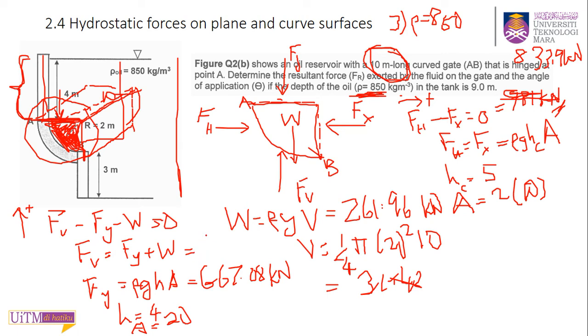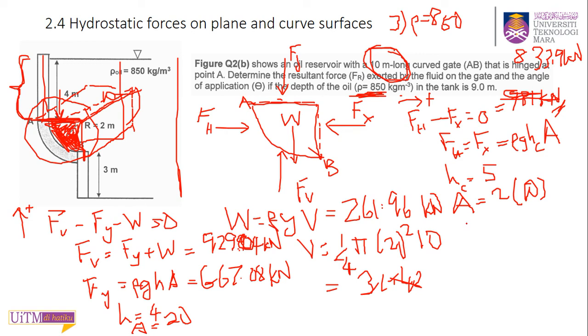929.04 kilonewton. Okay, so that's the value for Fv. Are we finished yet, Rhoda? Not yet. So what's next?